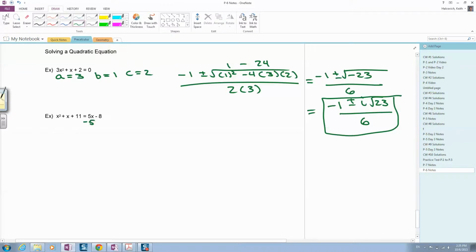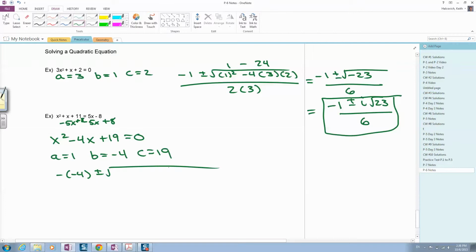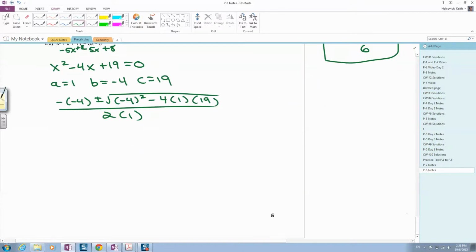Here you want to combine like terms. So you have x squared minus 4x plus 19 equals 0. So now you have a equals 1, b equals negative 4, and c equals 19. So you have the opposite of negative 4 plus or minus the square root of negative 4 squared minus 4 times 1 times 19 all over 2a. 16 minus 76 all over 2.